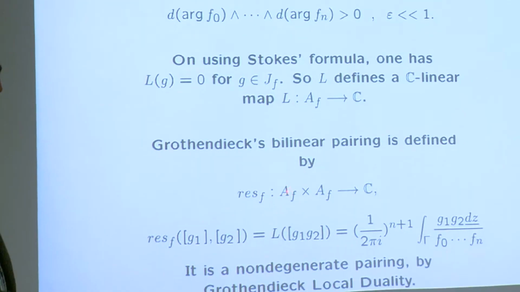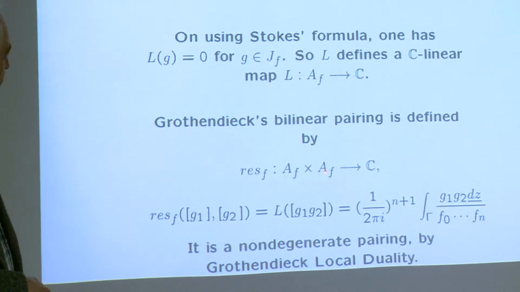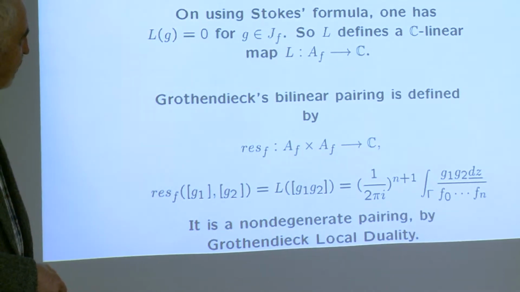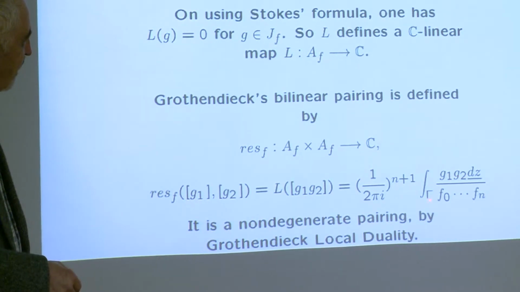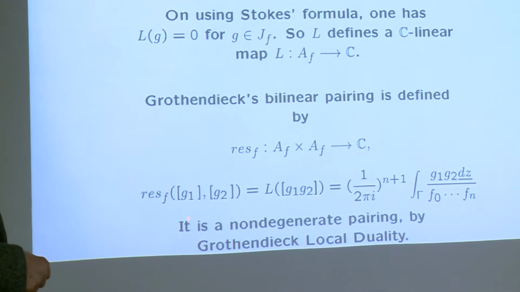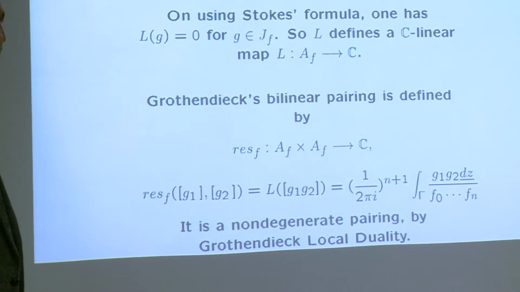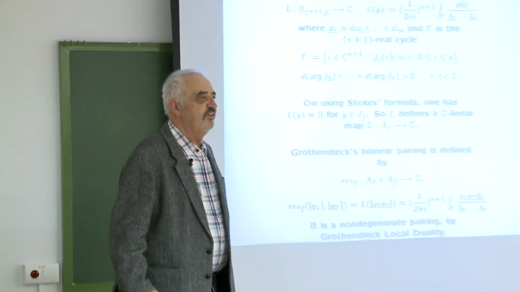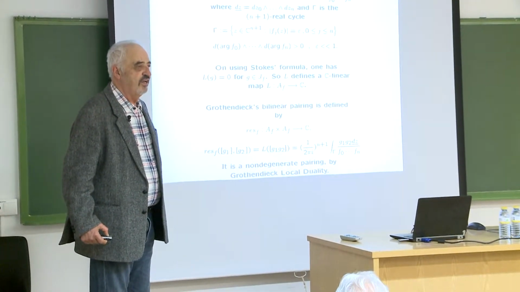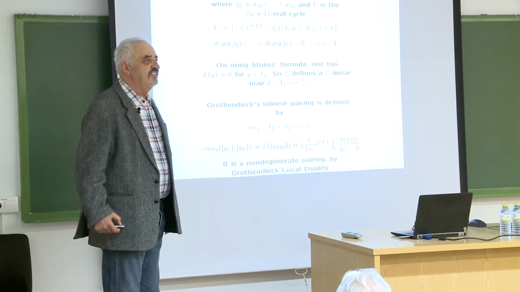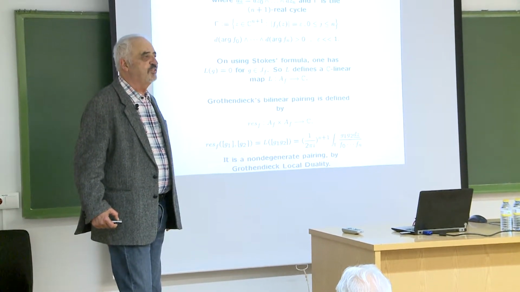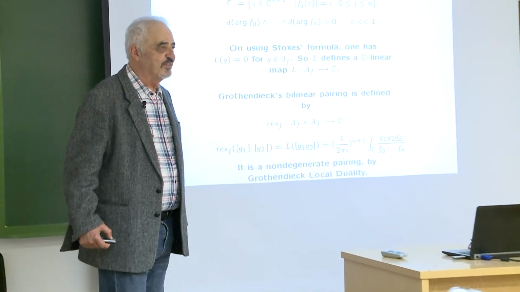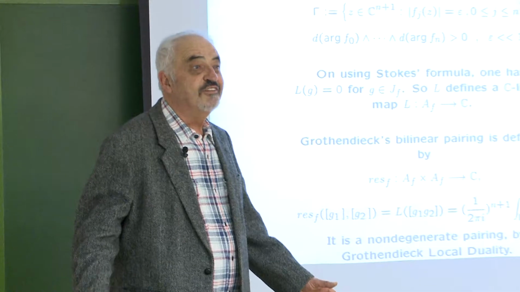And Grothendieck bilinear pairing is defined in the following way. It's a map which goes from the algebra times the algebra to the complex numbers. You take two representatives, then you multiply G1 and G2, and you do this integral. And it's a non-degenerate pairing by Grothendieck duality. If you apply this to the function c squared, you get Cauchy's integral formula. If you do this to the function c0 squared plus c1 squared up to cn squared, you get Cauchy's integral formula in n variables. You can do this for any function.